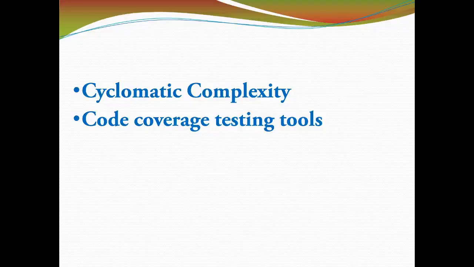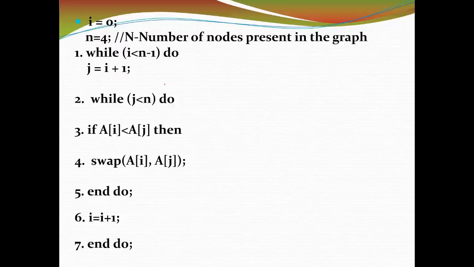So in today's session we are going to see again some example on cyclomatic complexity, and we are also going to study various code coverage testing tools and how the code coverage testing tools are going to help to find out the statement coverage, branch coverage, condition coverage, and so on. Let us see another example.